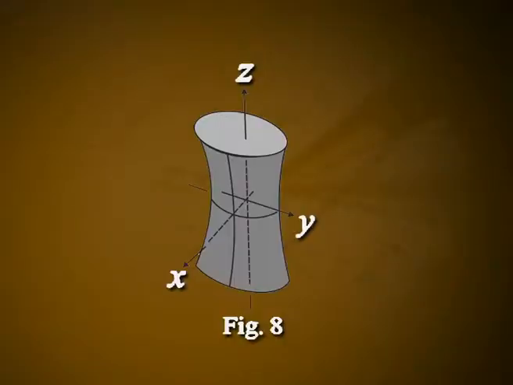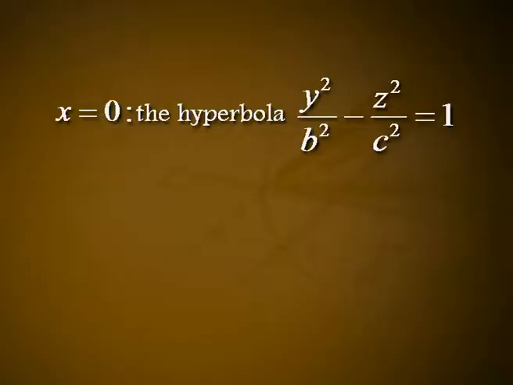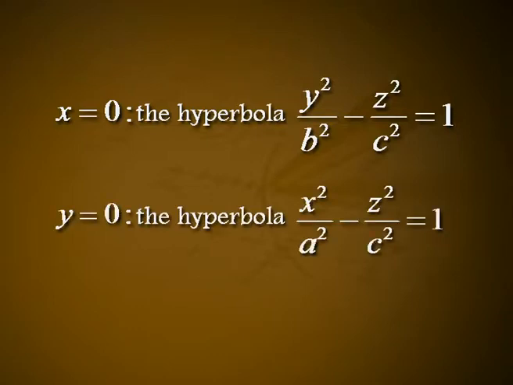See figure 8. The sections cut out by the coordinate planes are: x = 0, the hyperbola y²/b² − z²/c² = 1; y = 0, the hyperbola x²/a² − z²/c² = 1. Equation number 10.